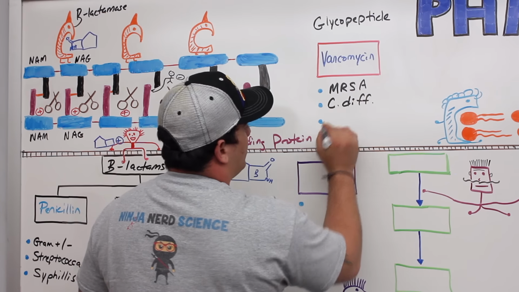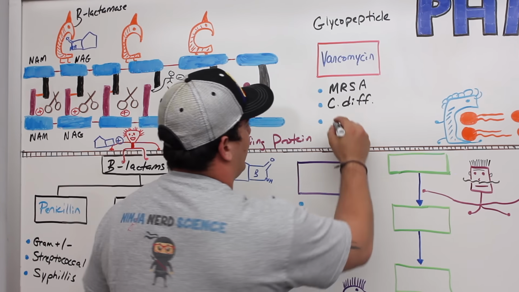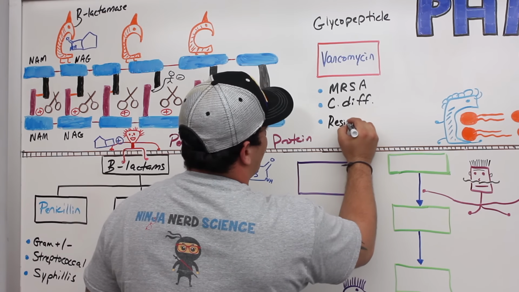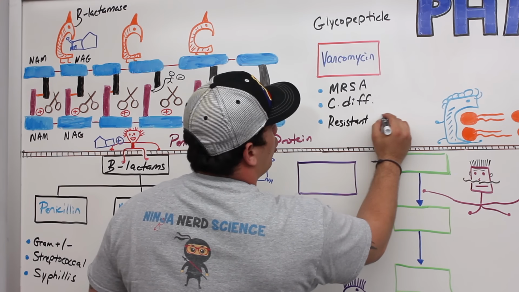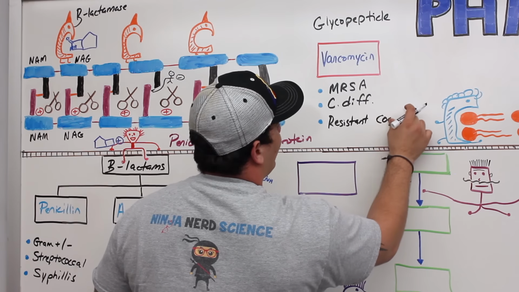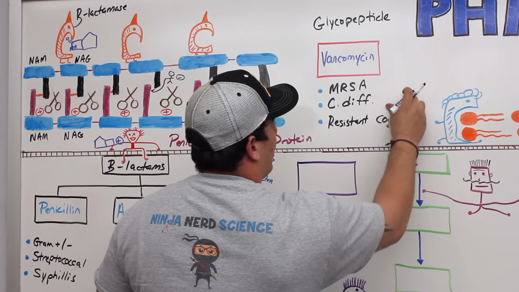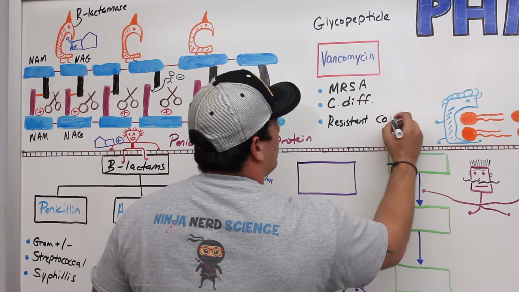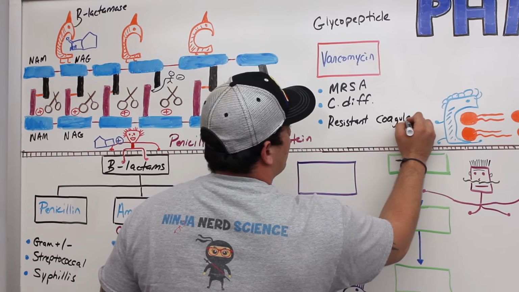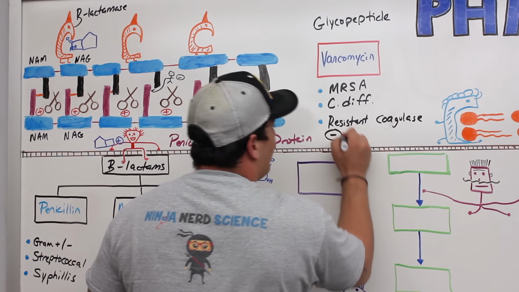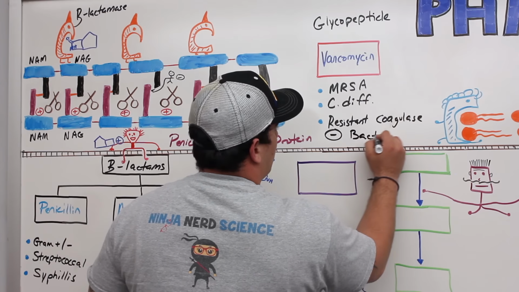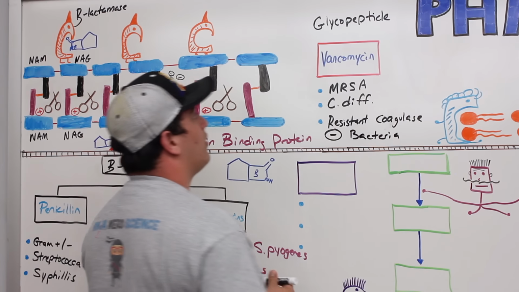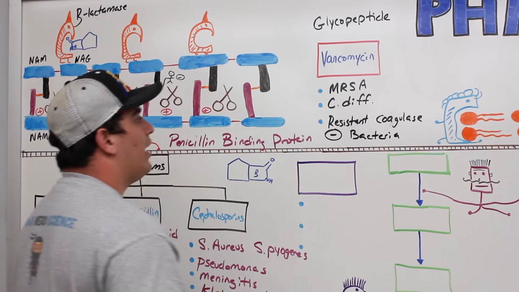And it also can treat certain types of bacteria which are resistant coagulase-negative bacteria. Now remember, I'm saying negative. Resistant coagulase-negative bacteria. Okay? And this is Vanco. So Vanco is a pretty powerful antibiotic.